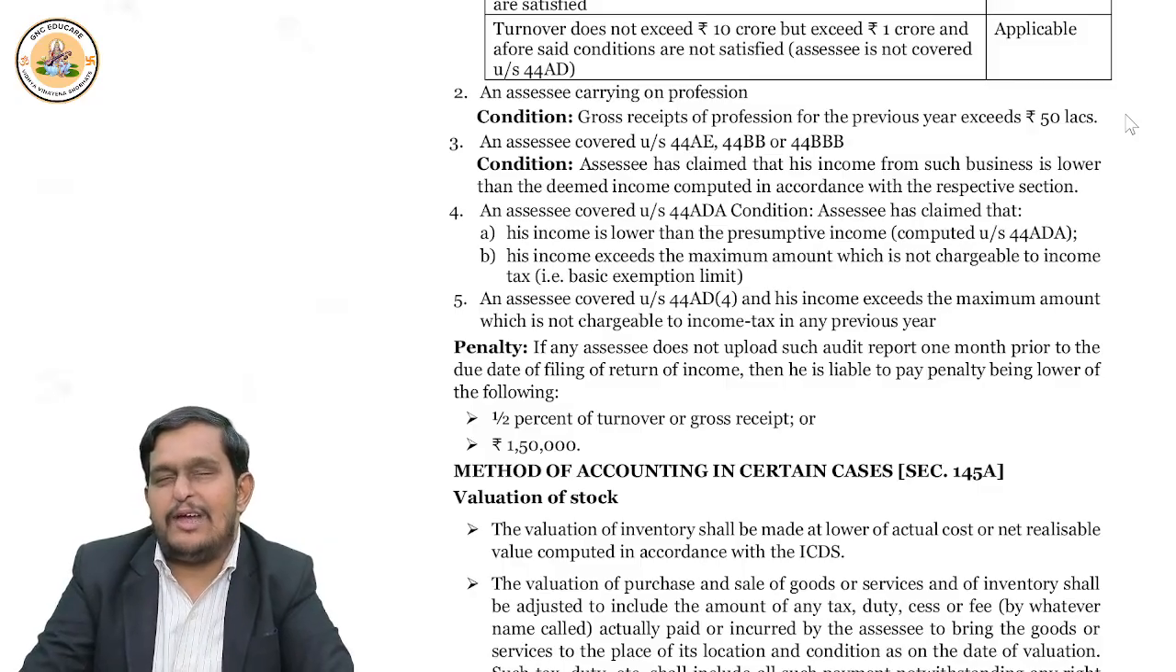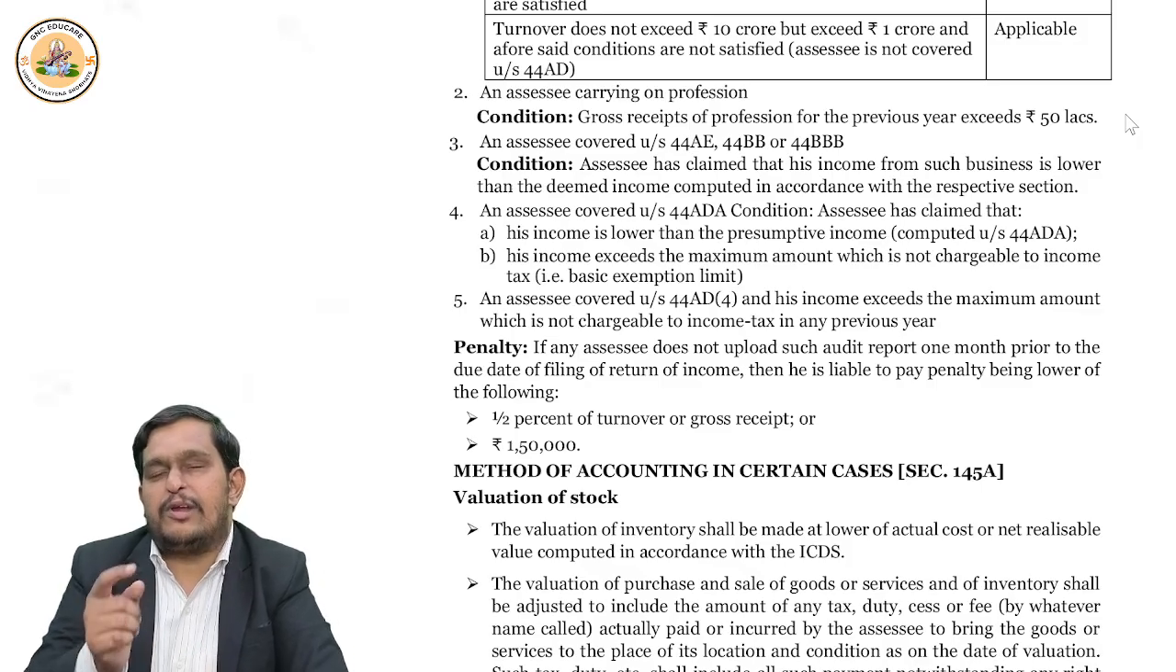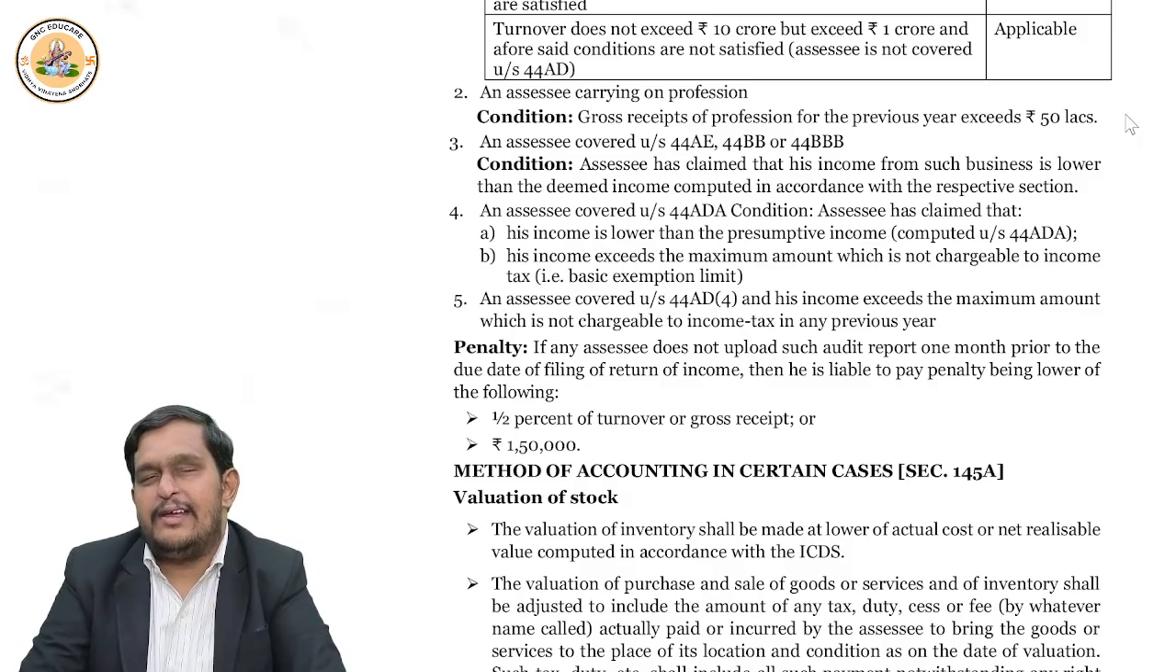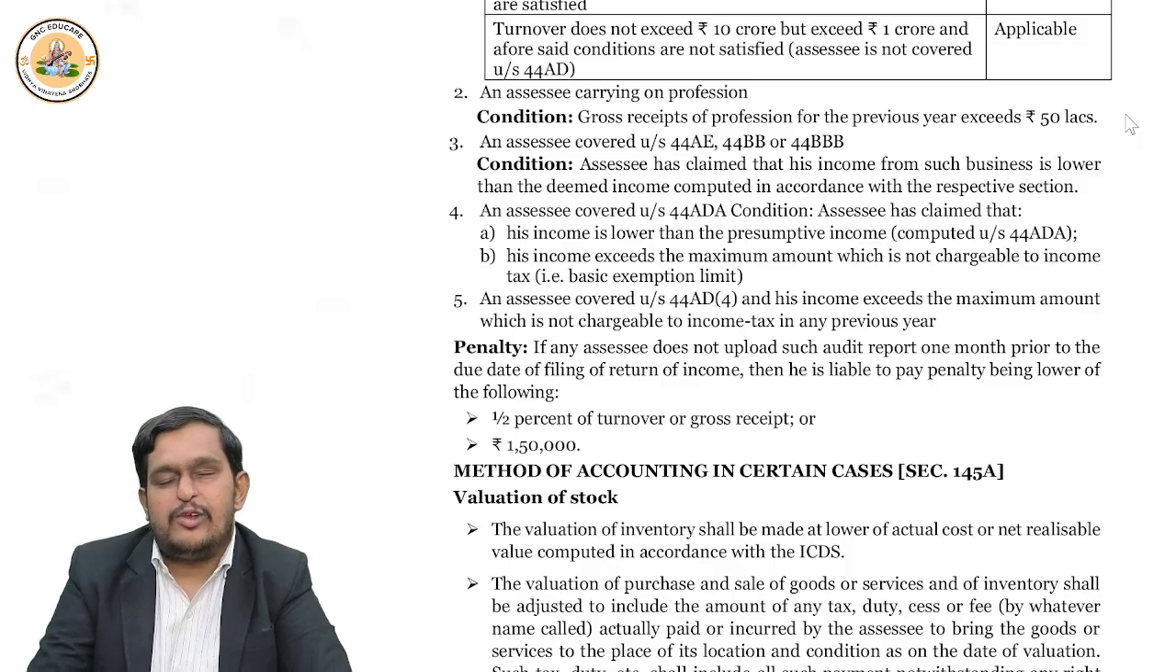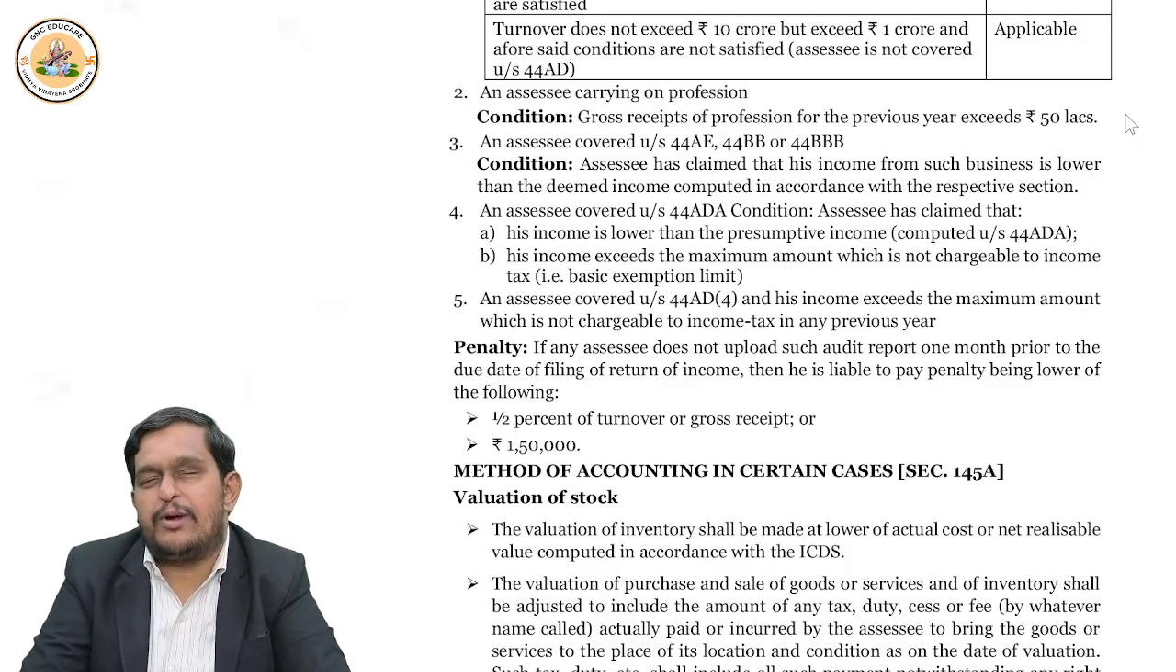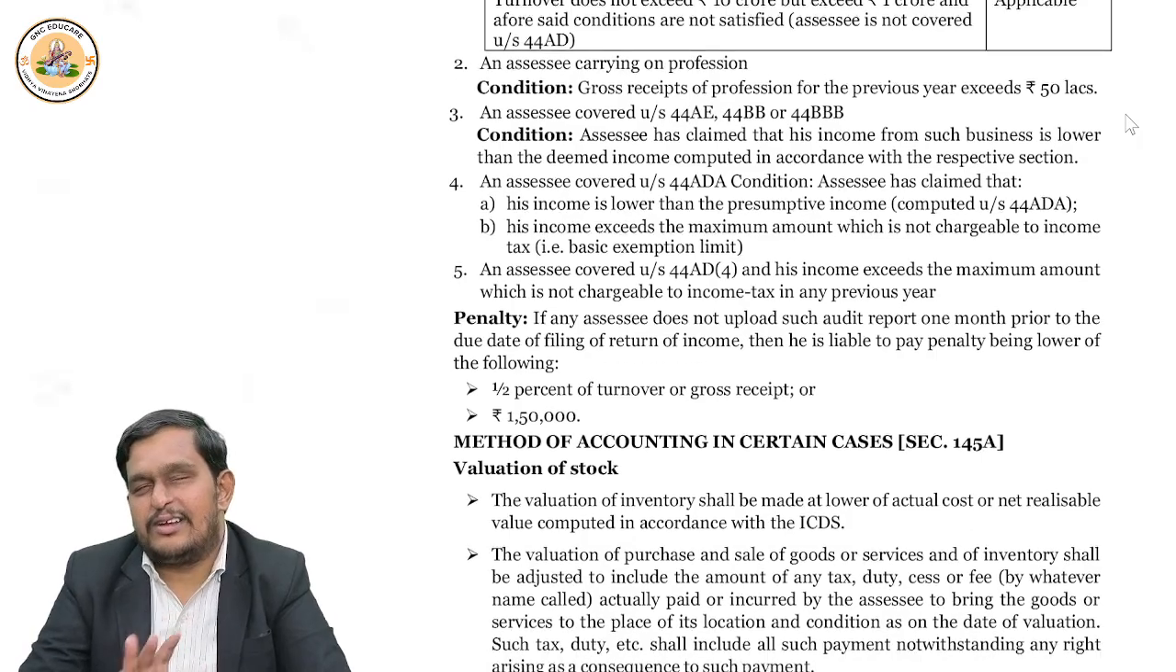And finally, I want to tell you, if you are filing return under 44AE, 44BB, 44BBB, 44ADA, and you say that my income is less than the percentages specified in these sections, then obviously you are supposed to maintain books of accounts under 44AA, but also get the tax audit done. Okay, clear. Now, who should do the tax audit?